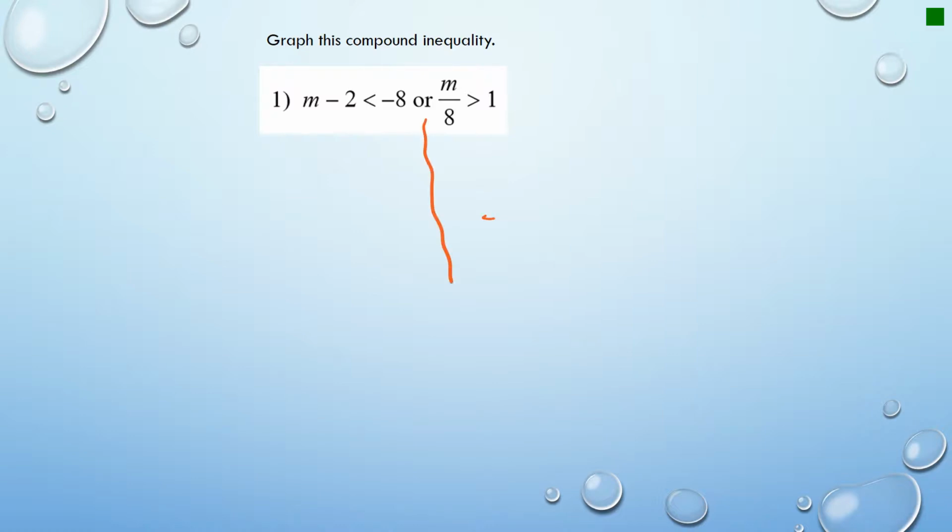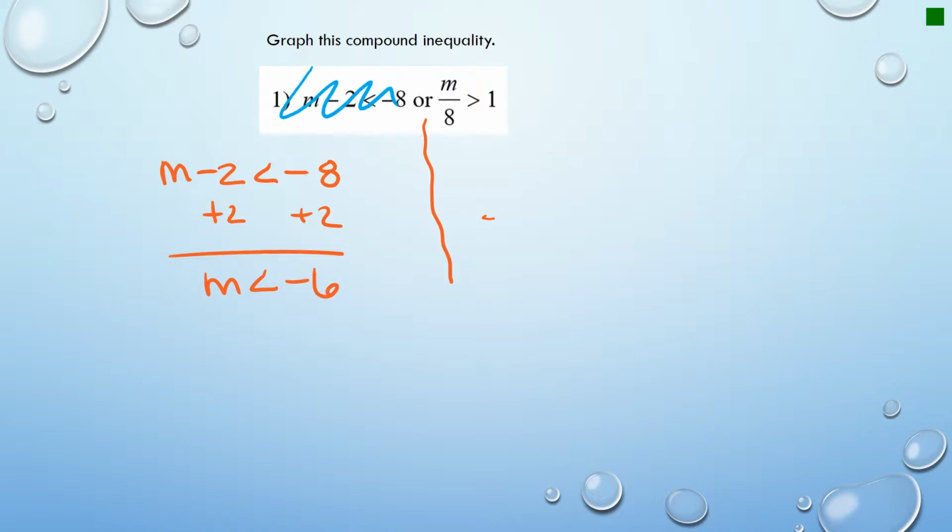Here's our or. I'm going to separate it because they're really, really close together. I'm going to only look at the one on the left. m minus 2 is less than negative 8. I'm going to add 2. m is less than negative 6. Now I'm only going to look at the one on the right. m over 8 is greater than 1. Opposite of division is multiplication, so we're going to multiply both sides by 8. We're multiplying by a positive, so we don't change anything. m is greater than 8.